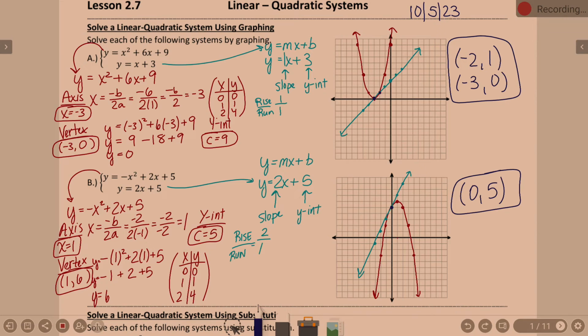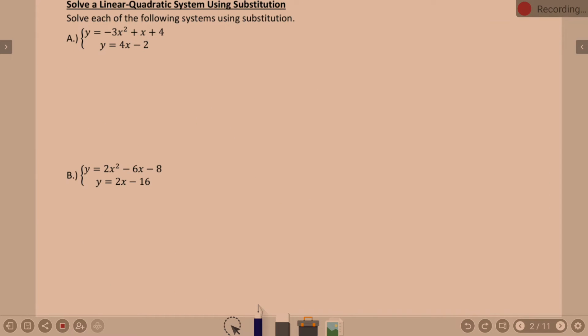All the stuff you know is just putting it all together. Let's solve now using substitution. And I know, personally, I usually tend to use more elimination, and I feel like you guys usually prefer more elimination. However, elimination does not work when you have a quadratic and a linear. Okay? It just doesn't work. Well, I guess it does. It's just you're always eliminating the y's. So with this substitution, I have y equals negative 3x squared plus x plus 4, and y equals 4x minus 2.